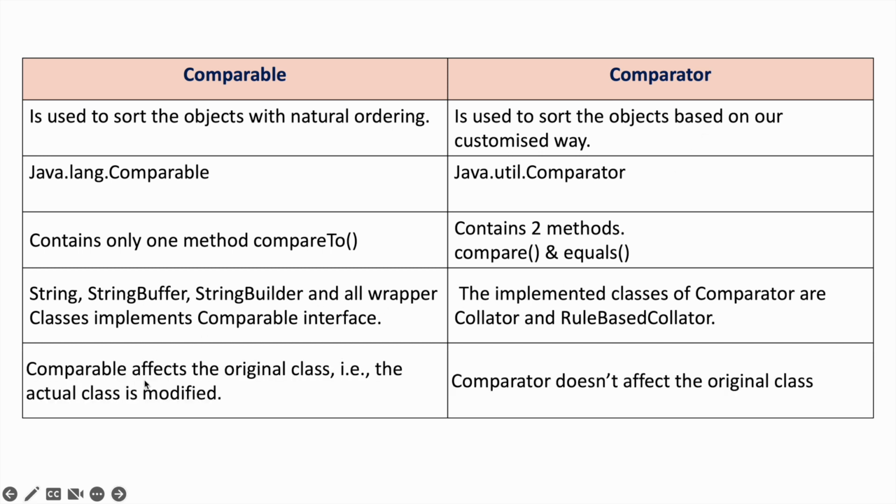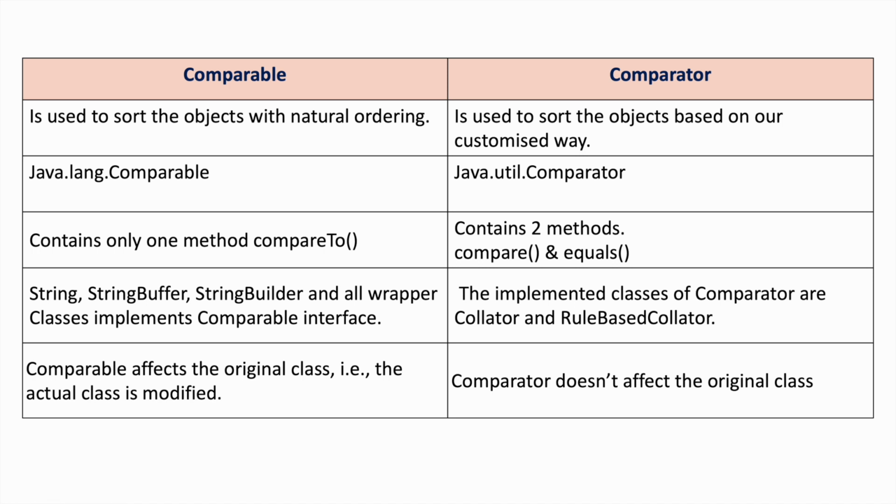Comparable affects the original class, that is, the actual class is modified. So if we have our own customized classes like Employee, Student or Customer class, and you want to sort those objects, we have to implement the Comparable interface in that class. So the code changes happen within the class. Comparable affects the original class and Comparator does not affect the original class.